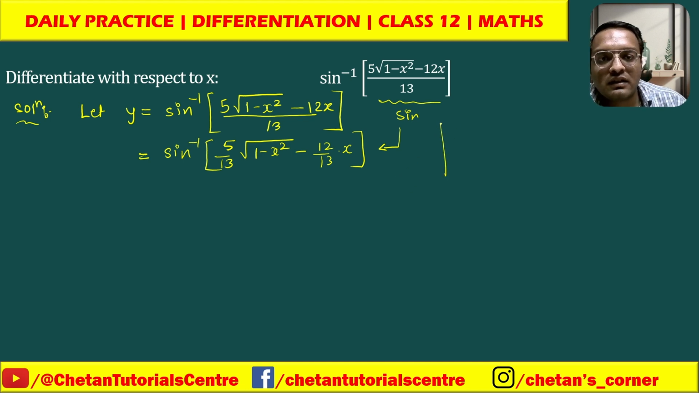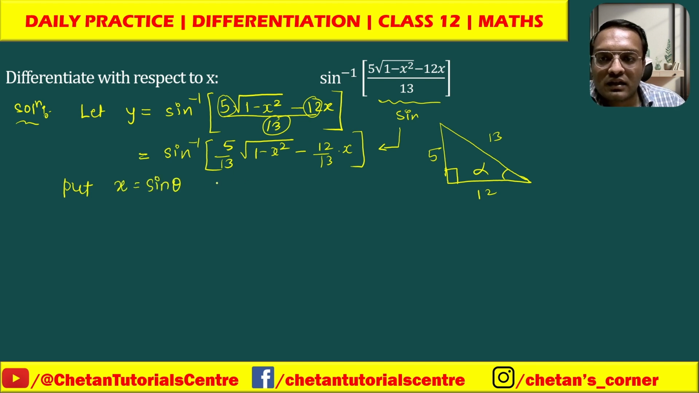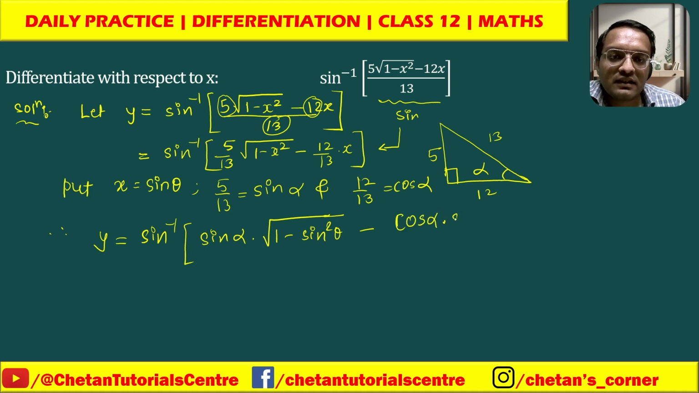Now we can see that 5, 12 will give 13. These numbers are nothing but a Pythagorean triplet. So what will I do? I will put x is equal to sine theta, 5 upon 13 is equal to sine alpha, and 12 upon 13 is equal to cos alpha. Then what will I get? y is equal to sine inverse of 5 upon 13, that is sine alpha, into under root of 1 minus x square. What is the value of x? Sine theta, so sine square theta, minus 12 upon 13, which is equal to cos alpha, and value of x is sine theta.